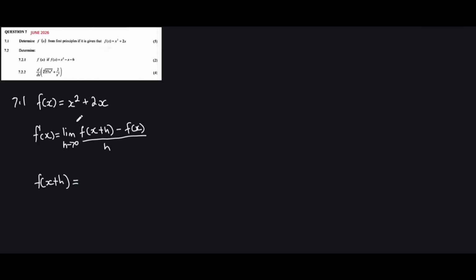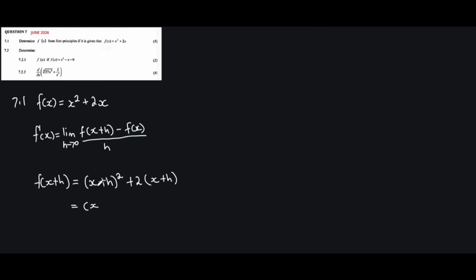So let's go to the original function. We have x squared there, so you are going to replace the x with x plus h, and then we square it since the x there is squared, and then we have plus 2x. In place of x, we replace it with x plus h, right guys? That was simple.